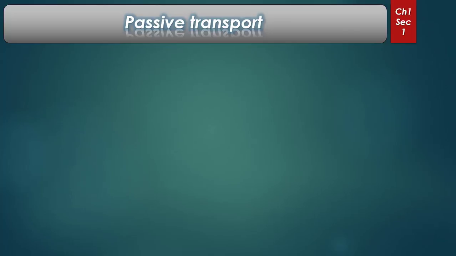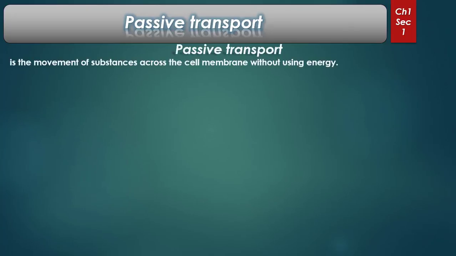Chapter 1, section 1, passive transport. Passive transport is the movement of substances across the cell membrane without using energy. So what this means is when substances, molecules, atoms actually pass through the cell membrane without using any energy by the cell. So the cell does not expend any energy for transporting molecules by passive transport, okay?